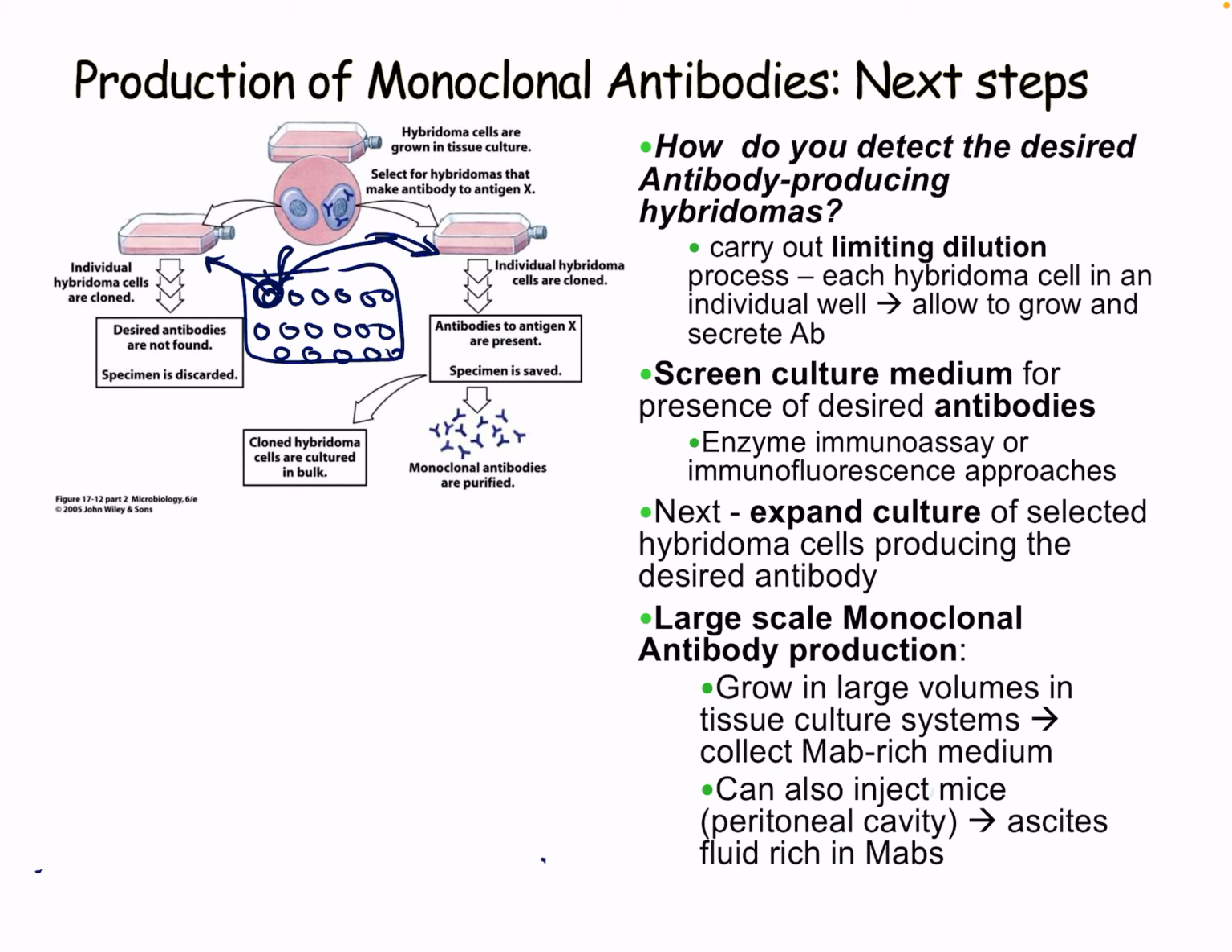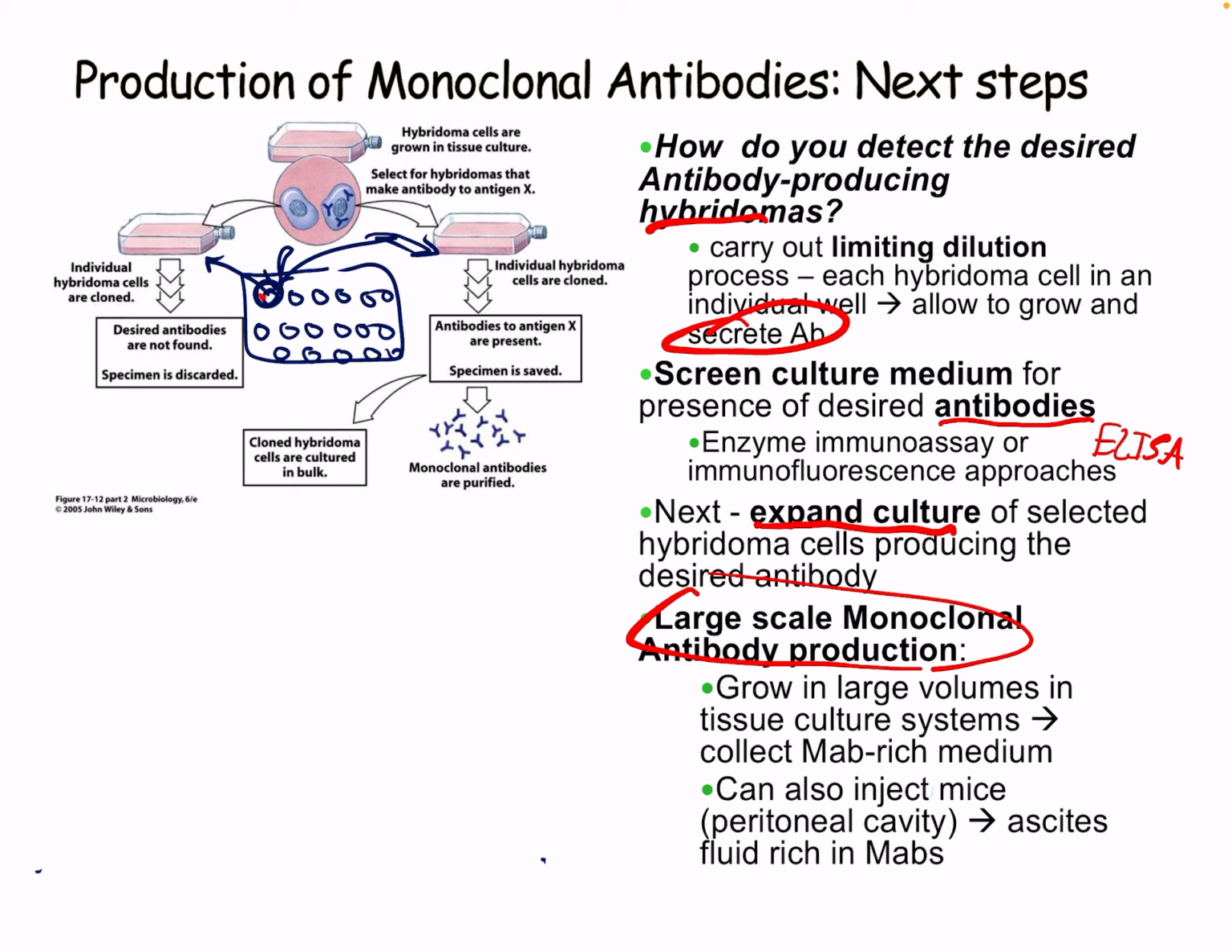So the next step: how do you detect the desired antibody-producing hybridomas? We carry out a limiting dilution process, where we put each individual hybridoma cell in an individual well. You can see they're being placed in here. This allows them to grow and secrete their antibody. Then we screen the culture medium for the presence of the desired antibodies, using enzyme immunoassay or immunofluorescent approaches, so our ELISAs and several other techniques. Next, we expand the culture of selected hybridoma cells producing the desired antibody. Then we can have large-scale monoclonal antibody production.